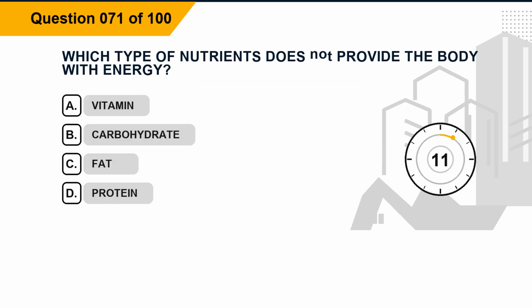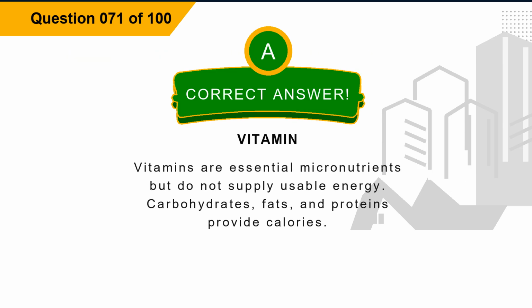Question 71. Which type of nutrients does not provide the body with energy? Option A, vitamin. Option B, carbohydrate. Option C, fat. Option D, protein. The correct answer is option A, vitamin.